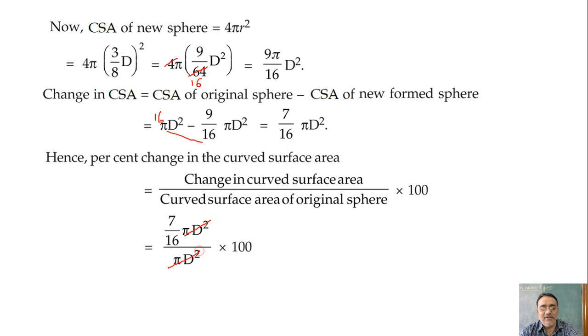तो ये दोनों कैंसिल हो गया. So what we are going to get? 7 upon 16 into 100. Okay, 700 upon 16. So ये 25 और ये 4. That means 175 upon 4. So we are getting 43.75%. So this much curved surface area is decreases.